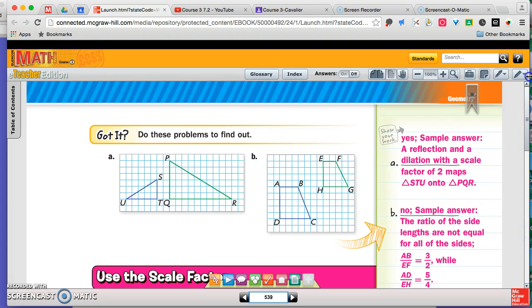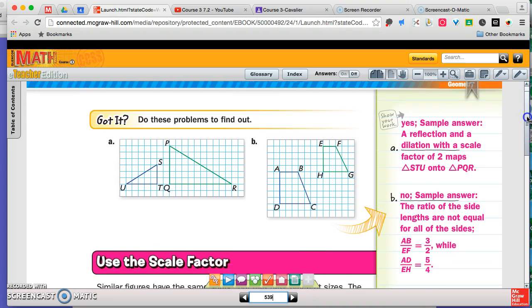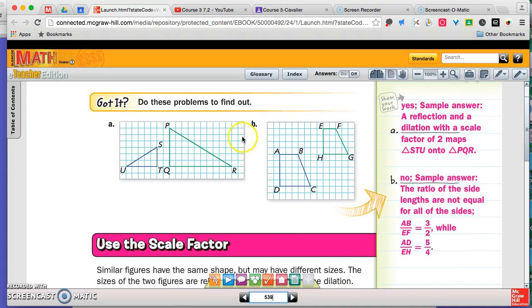Alright, so hopefully you had some time to work. Okay, so page 539, triangles UTS and RQP are similar. It was a dilation, and if you reduce your fraction, it looks like this one was double the size. So it had a scale factor of 2, so your fractions should have all come out to be 2. Okay. B was not. This is not similar because 3/2 is not equal to 5/4. So that's what you're doing there.